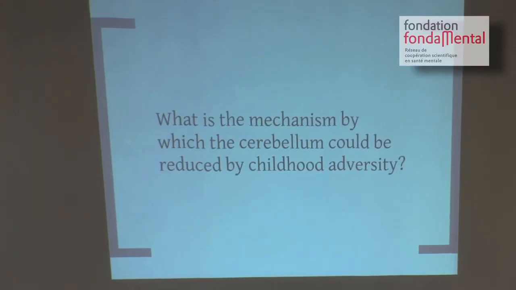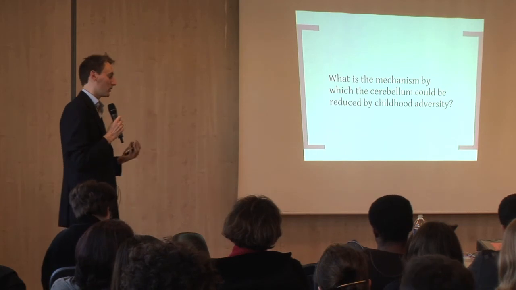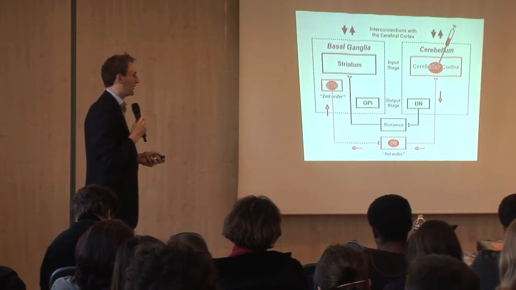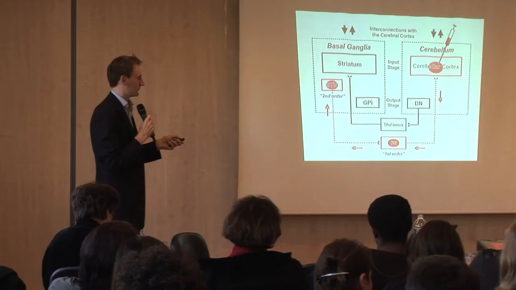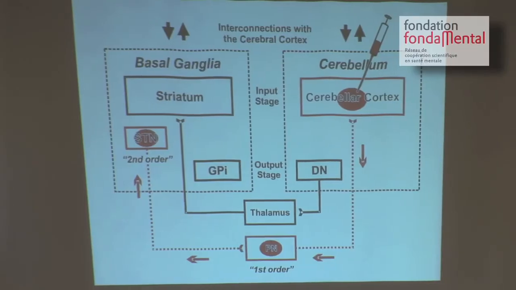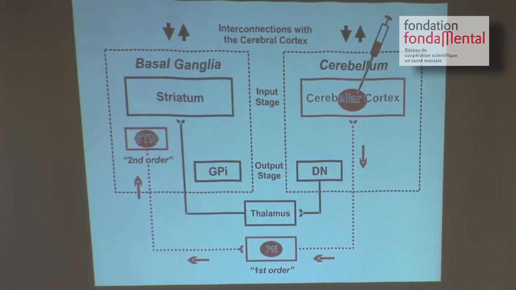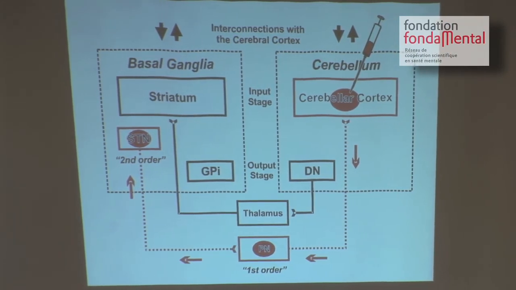So what is the mechanism by which the cerebellum could be reduced by childhood adversity? We don't know. This is quite a new finding. But as I mentioned, the habenula suppresses the basal ganglia, and as we know, you can inject tracers. This is work from monkey physiology, animal work, and shows that there are reciprocal anatomical connections between the basal ganglia and the cerebellum.